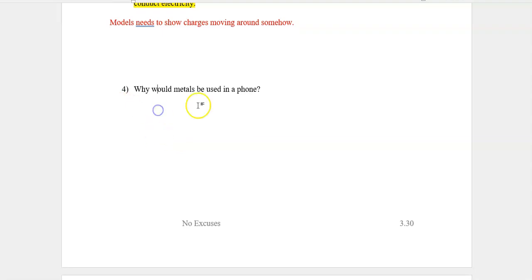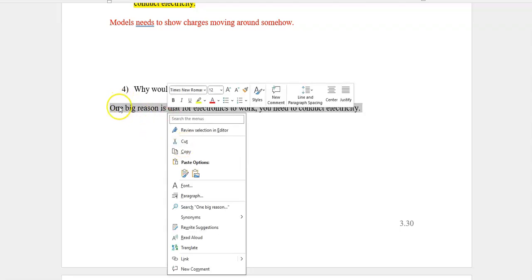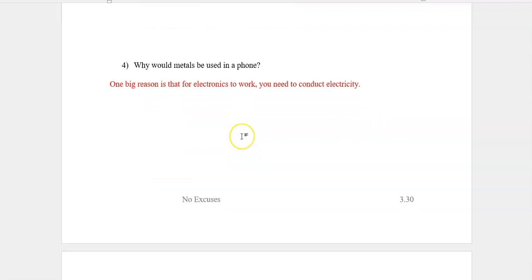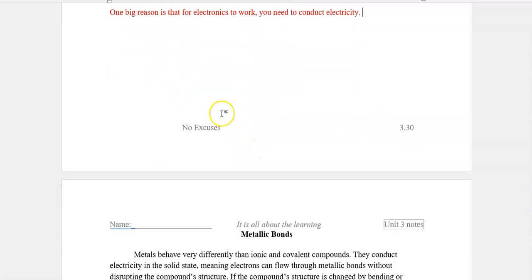So what's going on? As far as why you would use metals in a phone, you could probably list lots of reasons, but one big reason is that for electronics to work, you need to conduct electricity. They also don't melt that easily, and they can be strong. They're not going to snap.